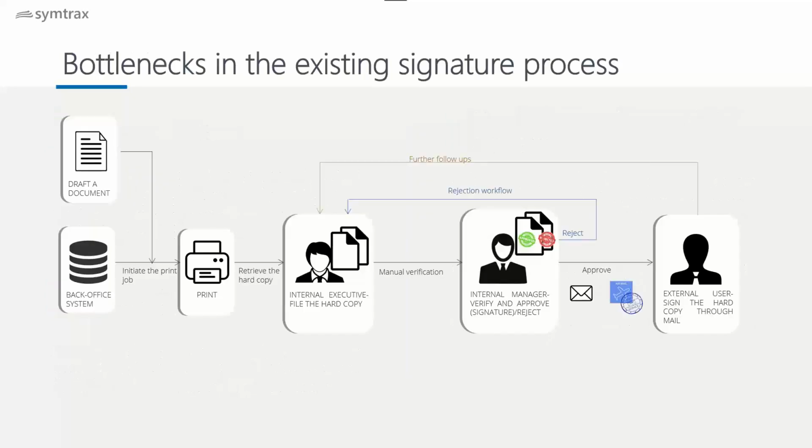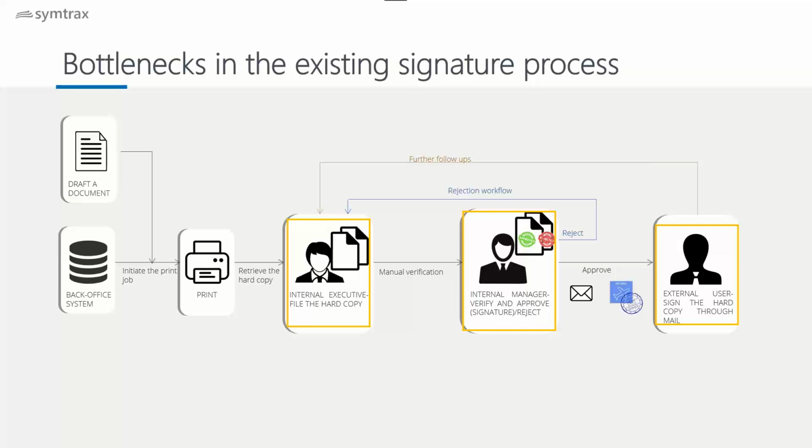So we will just move on to the next slide. So here I would like to take an example of a manual signature process, and I will just highlight the bottlenecks. So I will start with the users. There'll be an internal executive who will be drafting a document, and then there'll be an internal manager who will be approving that particular document, and finally there will be an external user who will be manually signing the document.